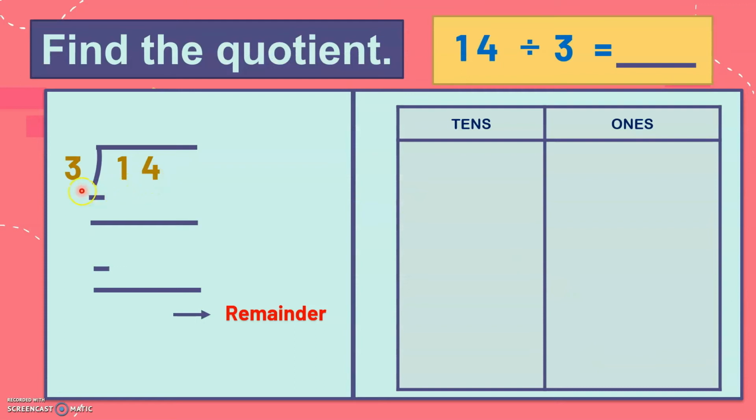14 divided by 3. So let's start with the highest place value. We have 1 ten. 1 divided by 3 cannot be. We cannot divide 1 into 3, so it will become 0. 0 times 3, the answer is 0. Then after that, subtract. 1 minus 0 is equal to 1.